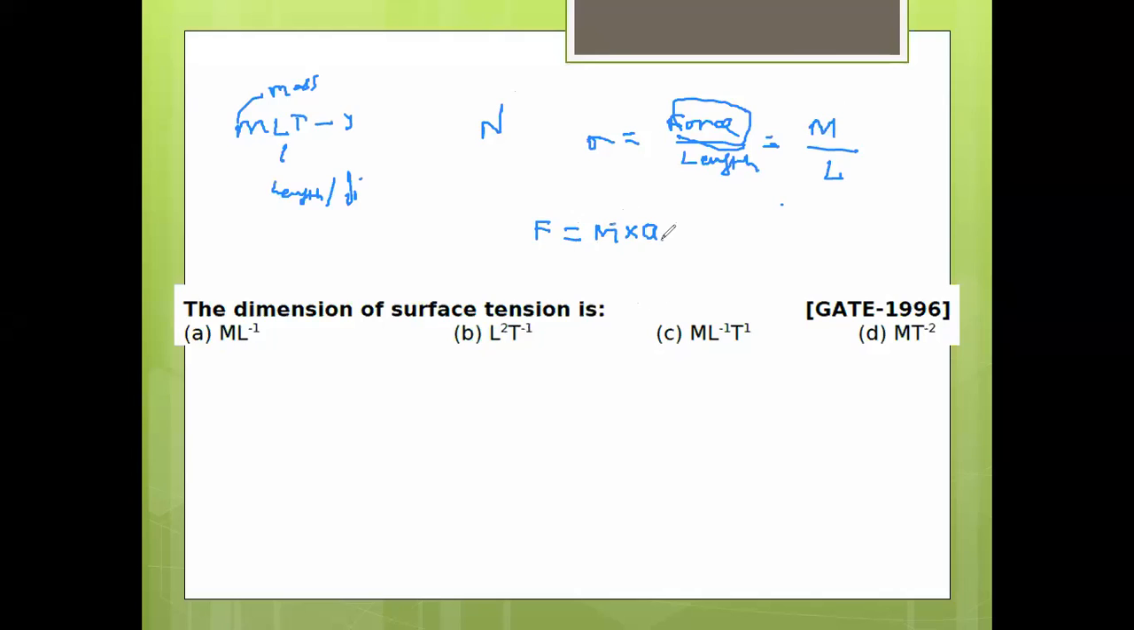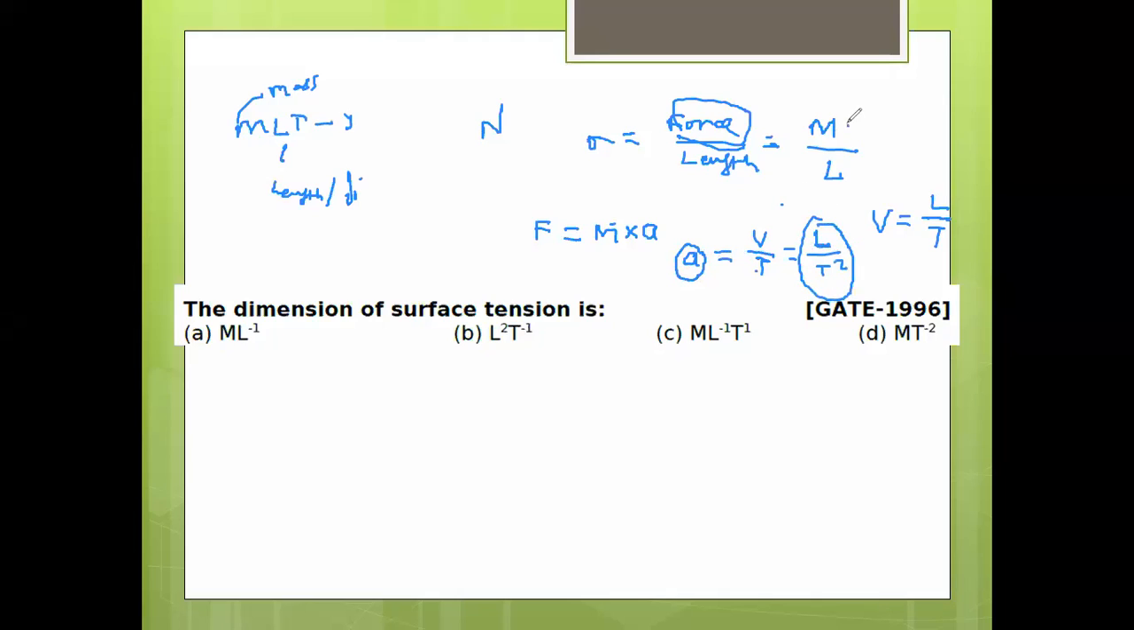Now what about acceleration? Acceleration is nothing but change in velocity with respect to time, right? What is velocity? Velocity is nothing but change in distance or length per unit time. So here, instead of V, I can write L divided by T. So there is already T here, so it will become T square. So the dimension of acceleration will be L by T square, right?